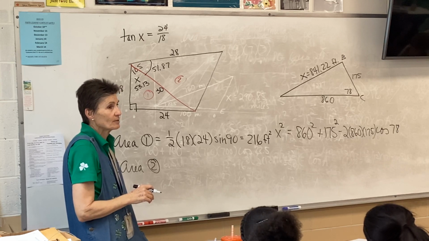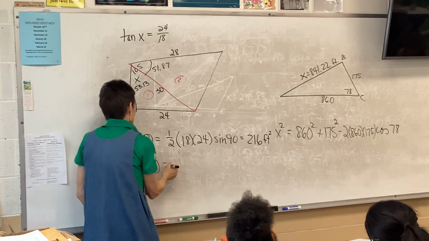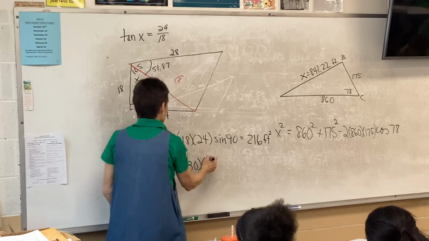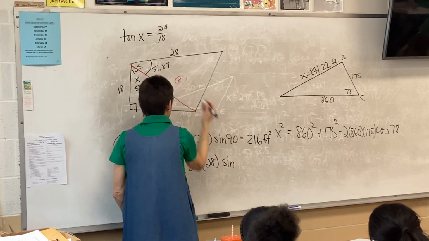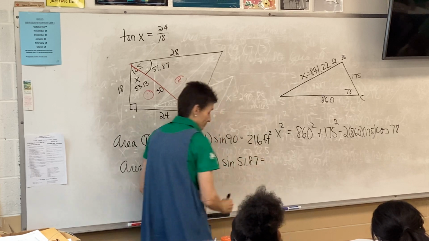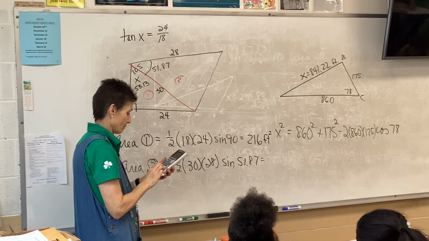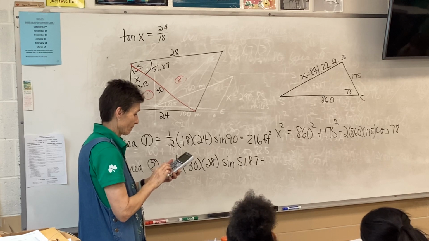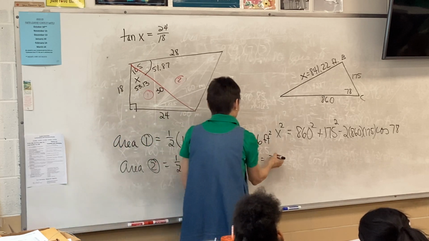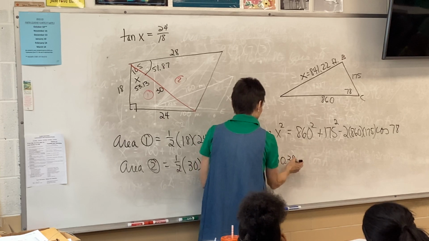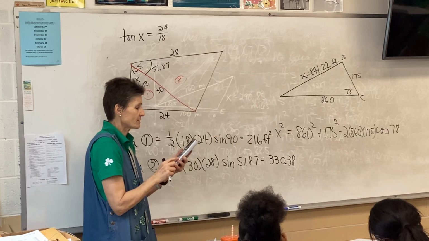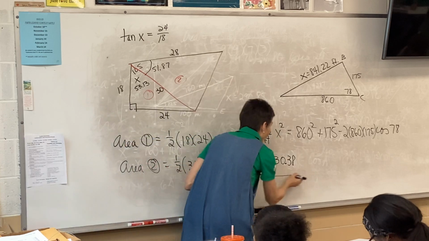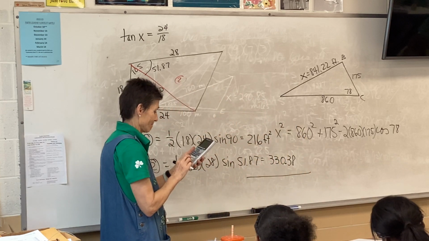Can I find the area of my second triangle now? 1/2 times 30 times 28 times sine 51.87. I got 330.38. Anybody else get that? So what's the answer to the whole question then? 546.38.